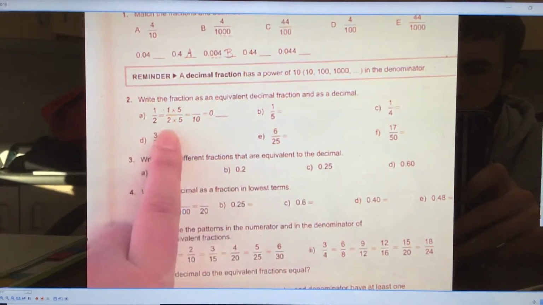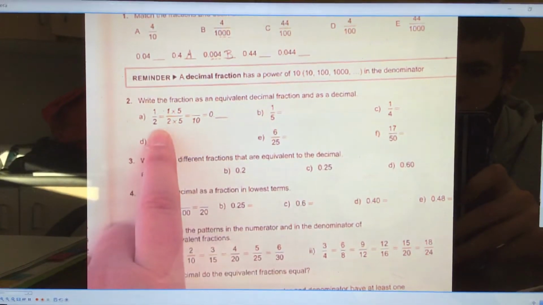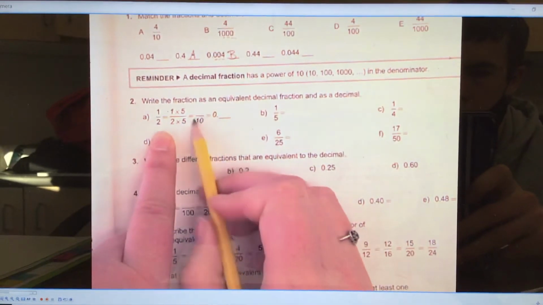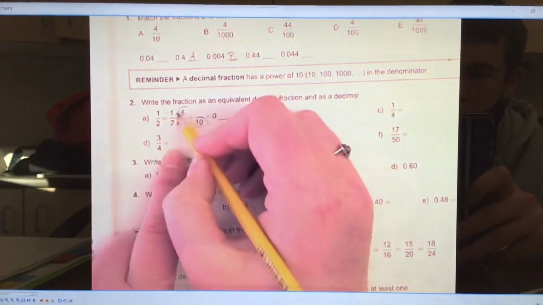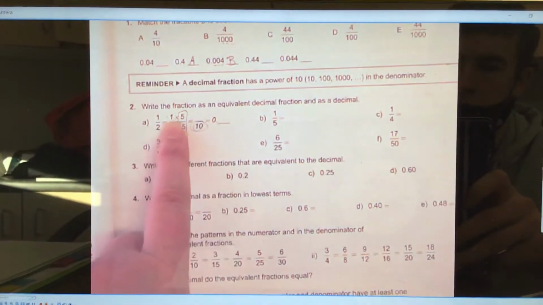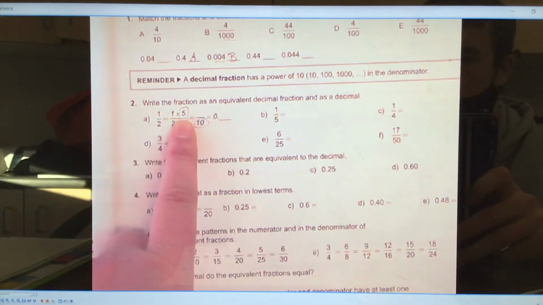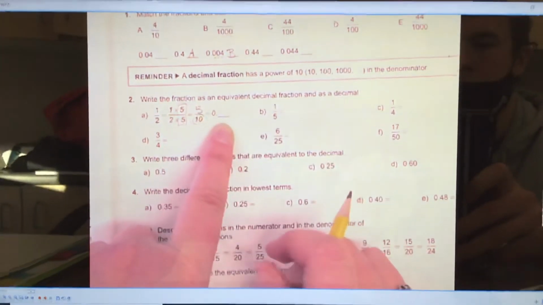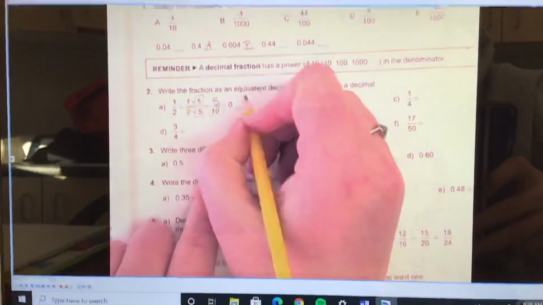Okay, so if we have a 1/2, to make it into a power of 10, we need to make it with a denominator of 10. That is why we're multiplying by 5, the top and the bottom. So 1 times 5 is, Carson? 1 times 5 is 5. And as a decimal, that gives me 0.5.